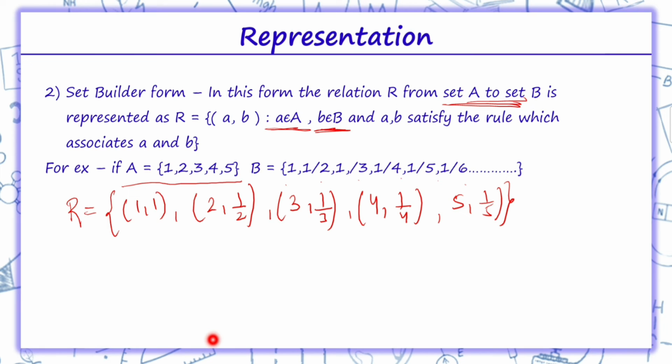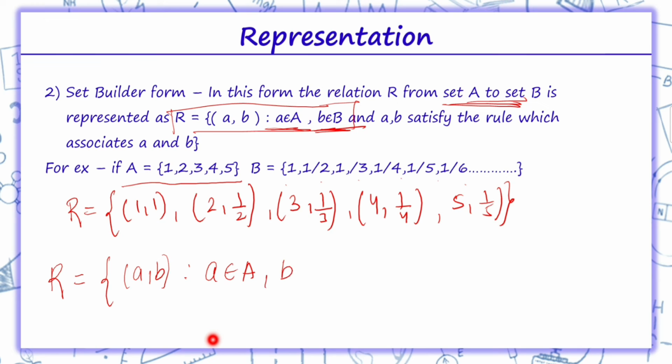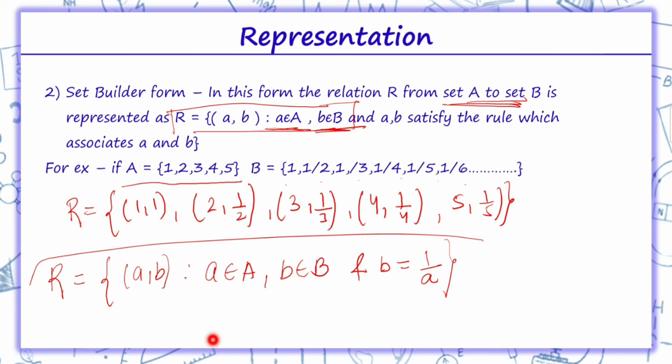This is given to us. Now we have to write this relation in set builder form. So it will be represented in this form. We will write R equals {(a, b)} such that a belongs to set A, b belongs to set B. But over here the condition is that b is always the reciprocal of a. So if we write like this, this is set builder form.